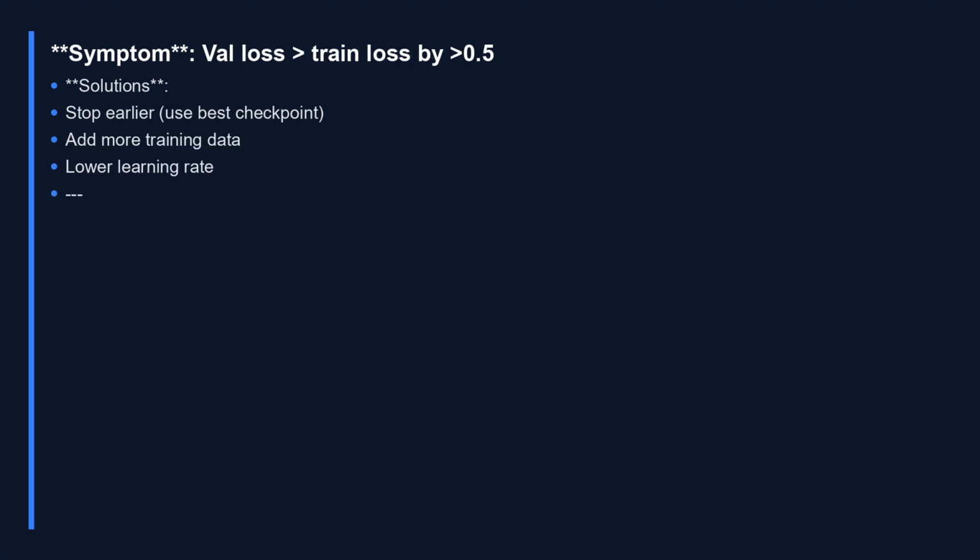The second signal is a validation loss that's more than 0.5 higher than training loss. That gap is the overfitting indicator. The model has started fitting to the specific examples in your training set rather than the general pattern. Your best move is to load the checkpoint where validation loss was at its minimum, not the final weights. If that checkpoint still underperforms, add more training data or lower the learning rate to slow down the fitting process.